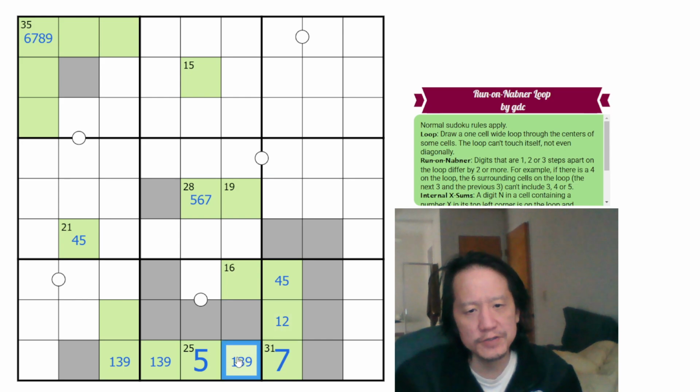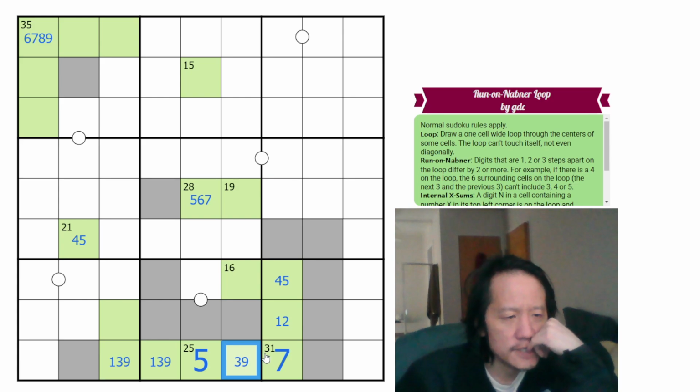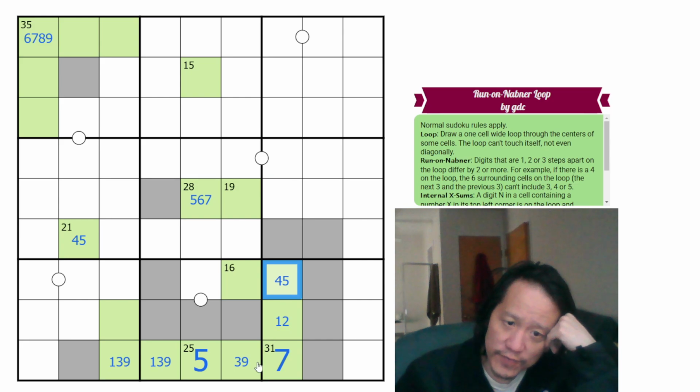If this is 1, this could be 3 or 9. If this is 2, it would have to be 9. So either way, it cannot be 1. Right? If this were 1, that would be next to a 1 or 2. That's 2 away, so that's not possible. If this were 1, this could be 5, and that could be 3, and that would work.